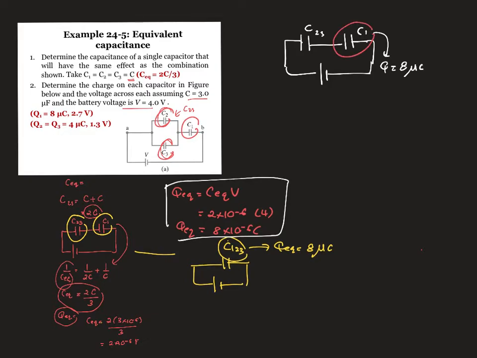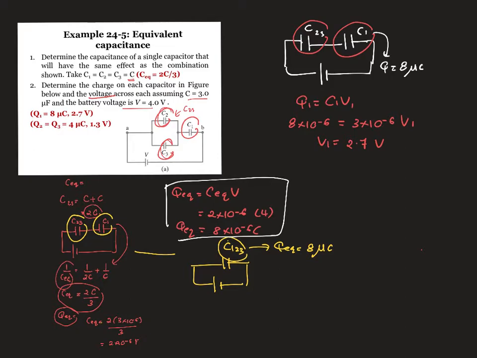For example, the question already gave you the voltage also. So for Q1, to find the potential difference, Q1 equals C1 V1, which means Q1 is 8 power of negative 6. The value of C1 is 3 power of negative 6. So for the voltage at C1, you are going to get 2.7 volt.